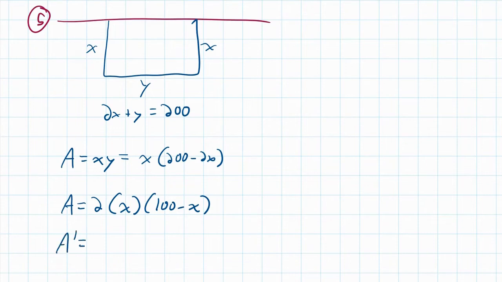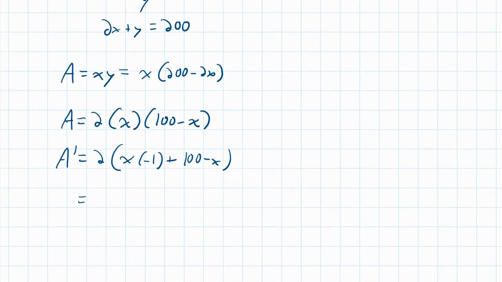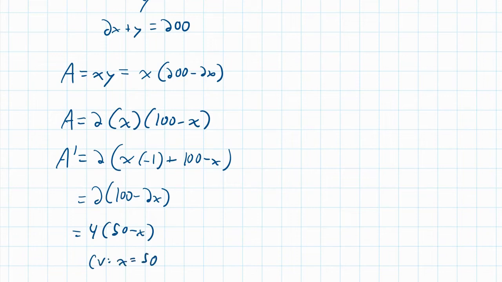And then A prime is equal to, keep the constant multiplier of 2, and then we're going to do product rule. You don't have to, but I'm going to just to practice it. That idea of practicing things that we think we're weak in can just be a little bit better. So first times derivative of the second, which is negative 1, plus second times derivative of the first. And A prime is equal to 2 times 100 minus 2x, or 4 times 50 minus x, which means that we only have a critical value at x equals 50.